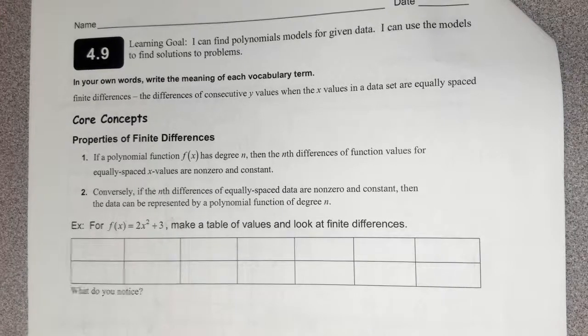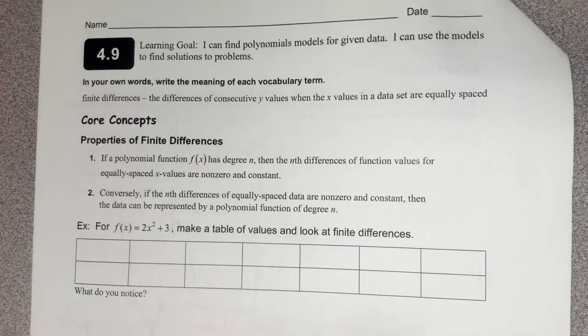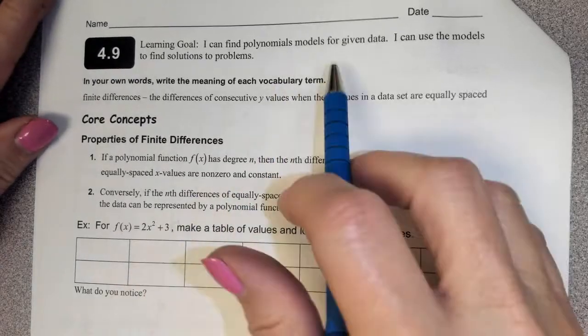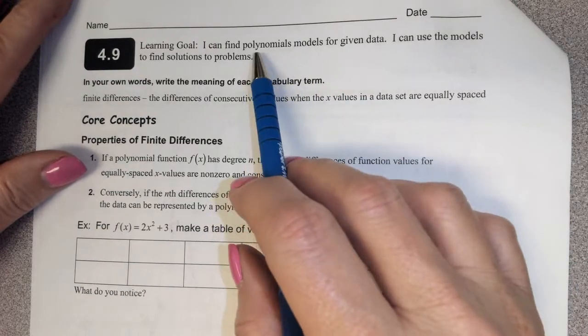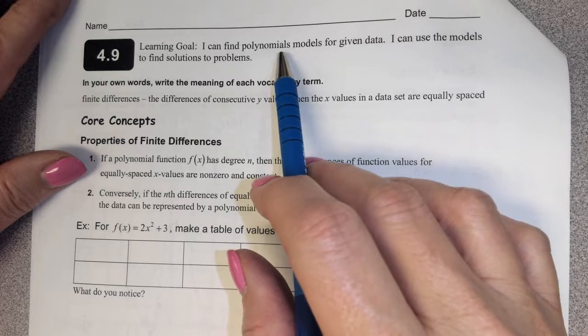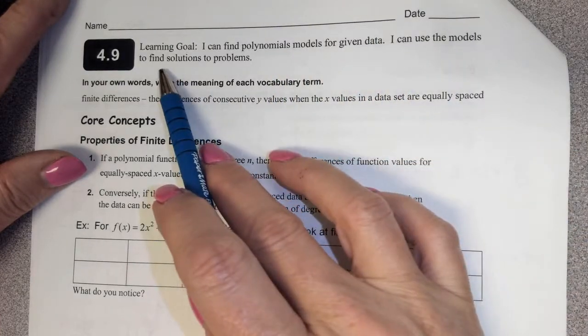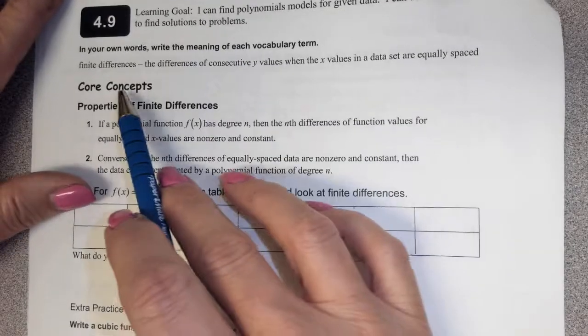Okay, so we are looking at section 4.9, and our goal today is to be able to find polynomial models for given data. All that means is we're going to be given the data points, and we want to be able to come up with the polynomial that would fit those data points. We also want to be able to use the models to find solutions to certain problems.